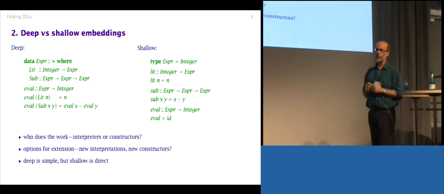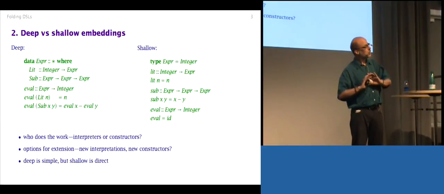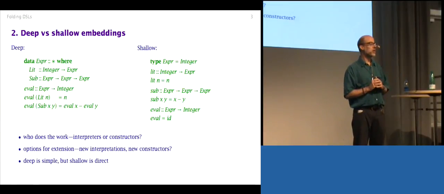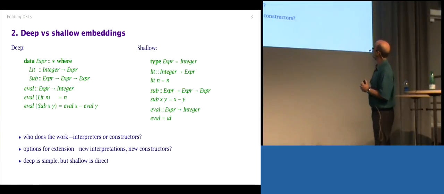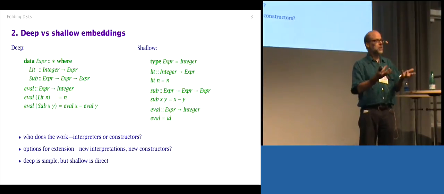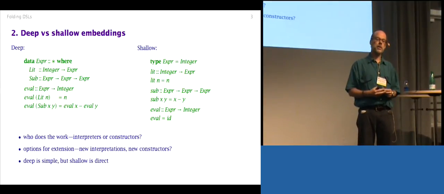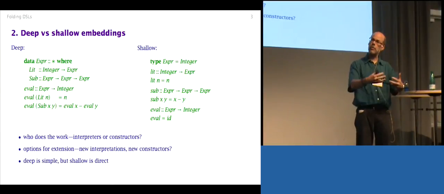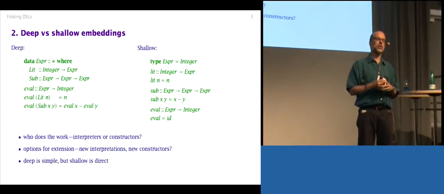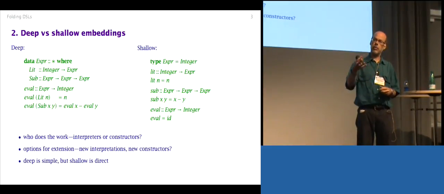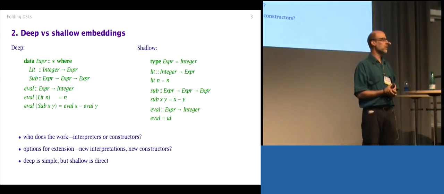And on the right-hand side, there's a shallow embedding. And here you dispense with the syntactic structure altogether, dispense with the algebraic data type. There is no algebraic data type. Instead, you go straight to the semantics. So you implement your DSL directly in terms of the semantics that you're going to provide it. So I'm providing integer semantics for my expressions, so my representation of expressions is just as integers. And then I have literals, I have subtraction. Literals are implemented in terms of integers, subtraction is implemented in terms of integers.